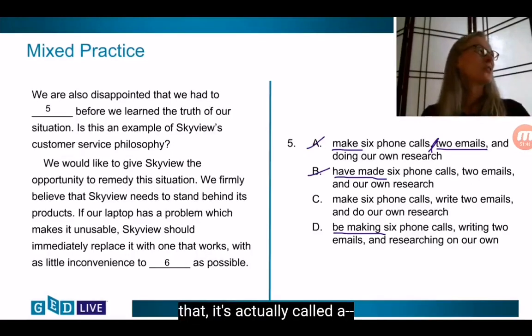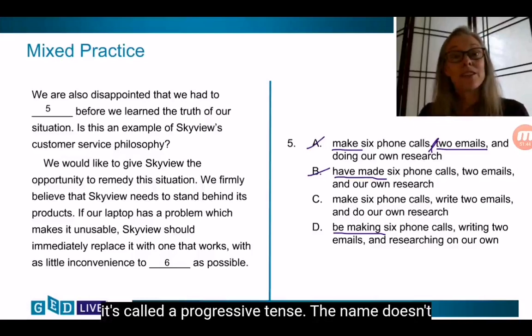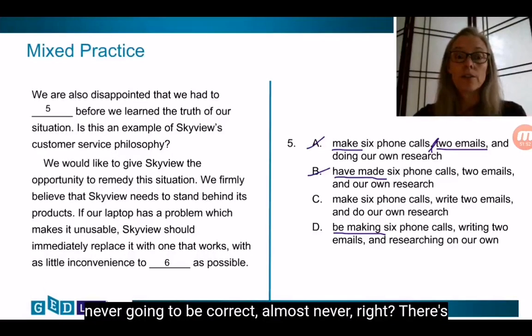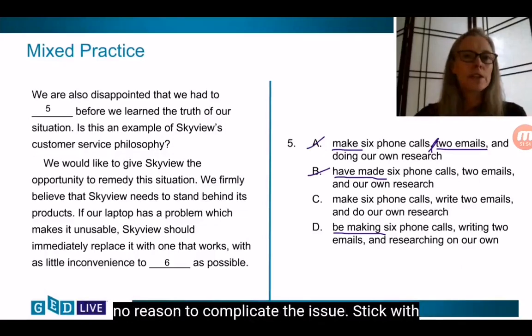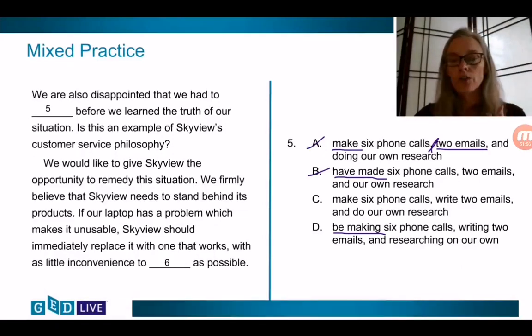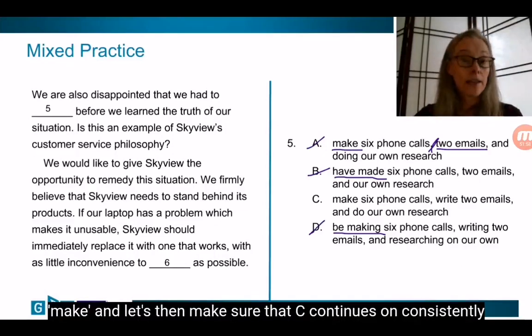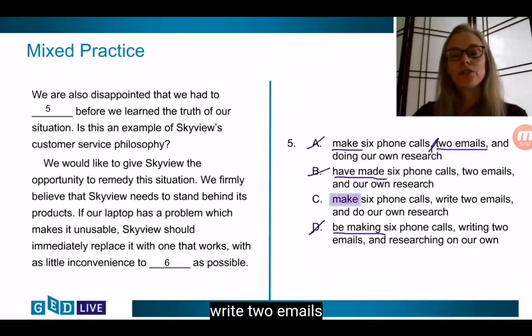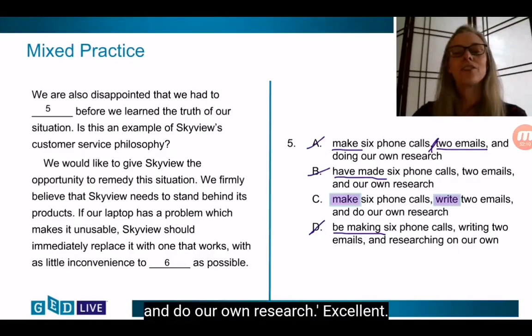It's actually called, I think it's called a progressive tense. The name doesn't matter, but be and then verb and then ing is almost never going to be correct. Almost never, right? There's no reason to complicate the issue. Stick with make, and let's then make sure that C continues on consistently in the way that it has to. What do we have? Make 6 phone calls, write 2 emails, and do our own research.